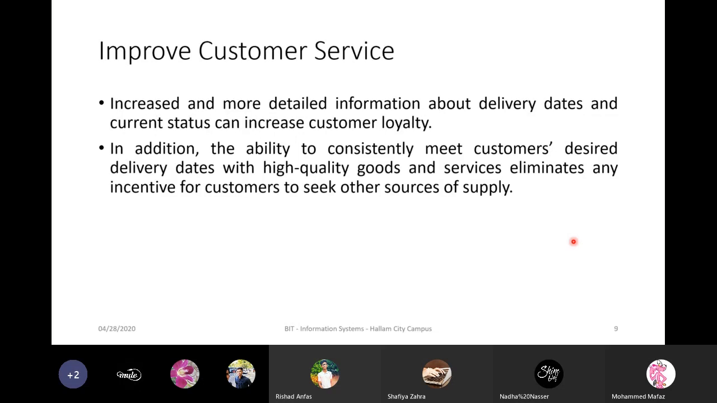Next, improve customer service. Increased and more detailed information about delivery dates and current status can increase customer loyalty. In addition, the ability to consistently meet customers' desired delivery dates with high quality goods and services eliminates any incentive for customers to seek other sources of supply.